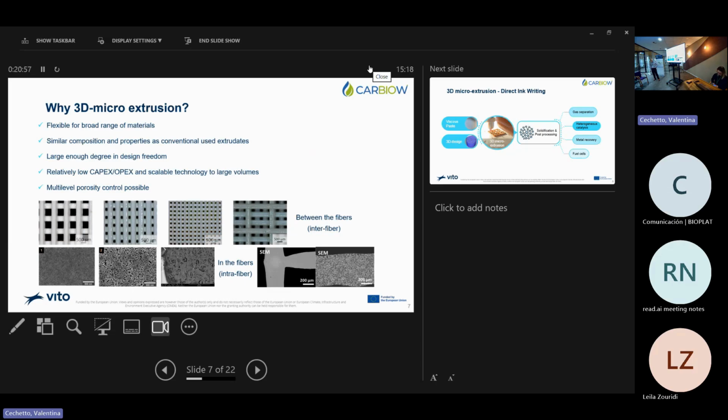It's broad. You can use different materials. You can work with MOFs. We can work with ceramics, silicon carbide, and so on. It's relatively low capex and opex, and it's a technology which can be scaled to large volumes because otherwise industry would not be interested, of course. And we can change the porosity. So you can change micro porosity because of the design, and you can change porosity inside the fibers, which can have an effect on the transfer inside the fibers and the productivity.